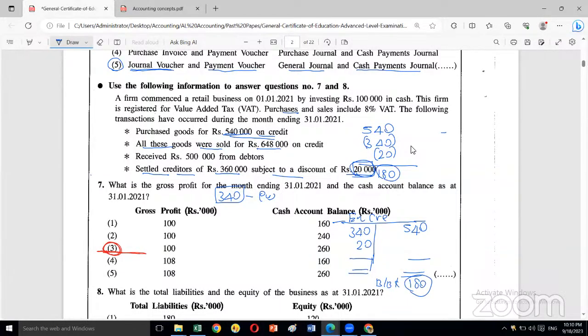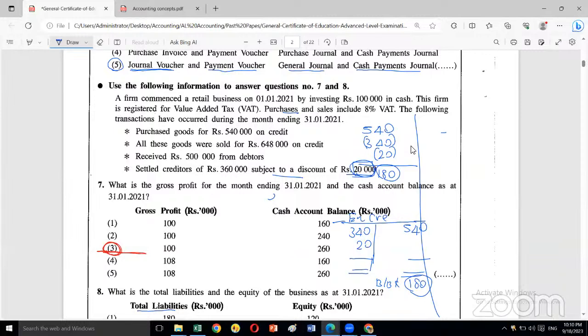They didn't say creditors liability, they said total liability. So this is also a liability. So first thing I did, I know my creditor is 180. And after that, you can see we have VAT. Always remember like this. Purchase VAT is an asset. Sales VAT is a liability.